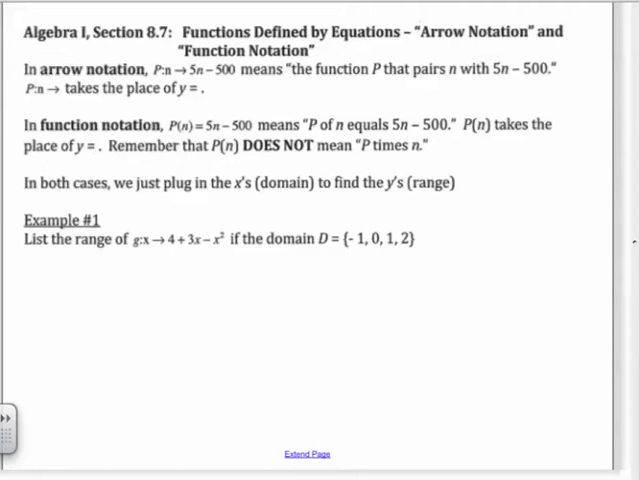Okay, guys, section 8.7. Functions defined by equations. Arrow notation and function notation.